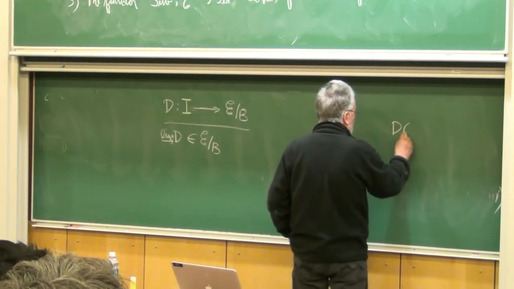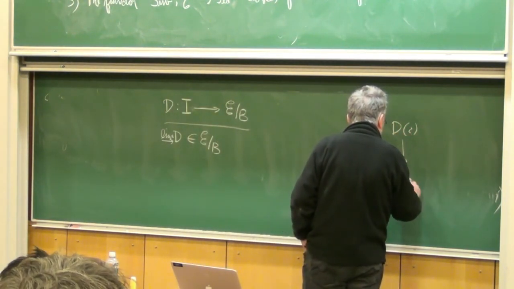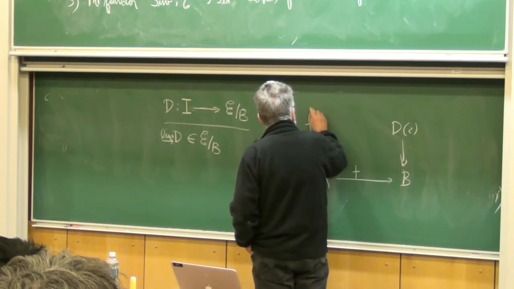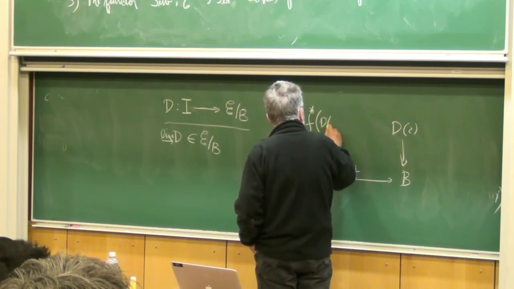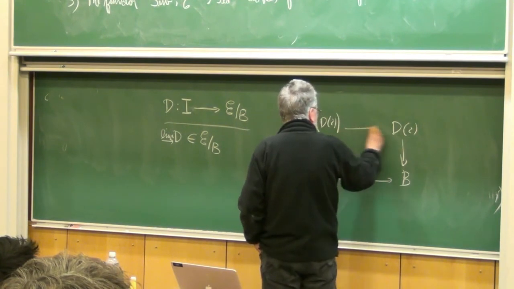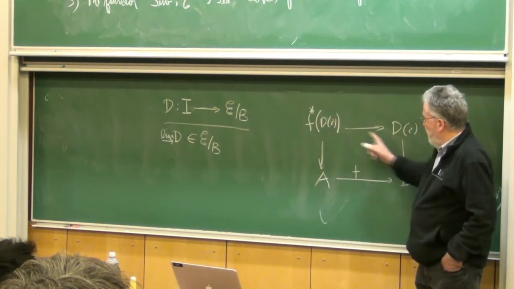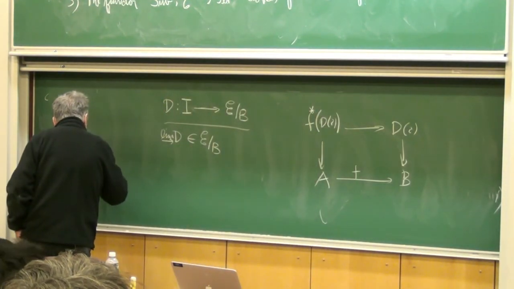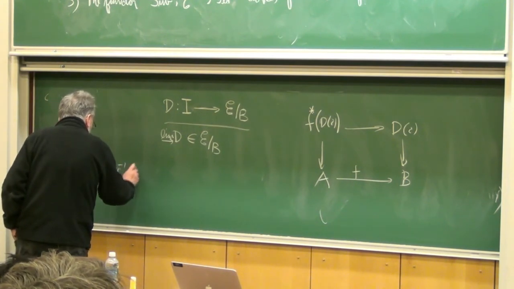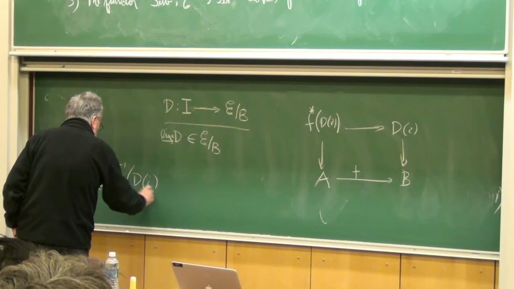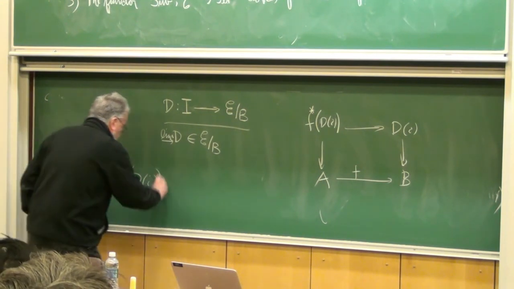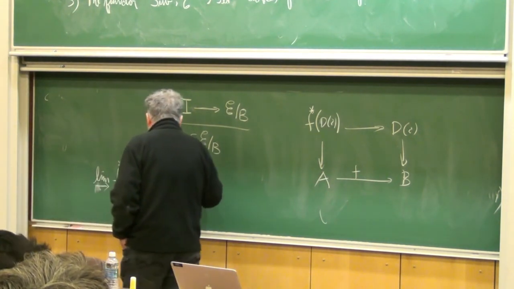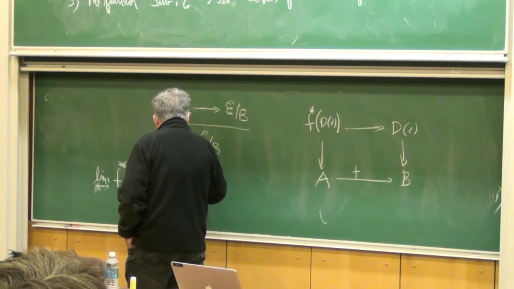So you have D_i over B. You have the map f from A to B, and you have a pullback functor f star of D_i. And what you're saying is that the colimit of the pullback diagram is the pullback of the colimit. So the colimit of the f star of D_i, the supremum, is the same thing as the pullback of the colimit.